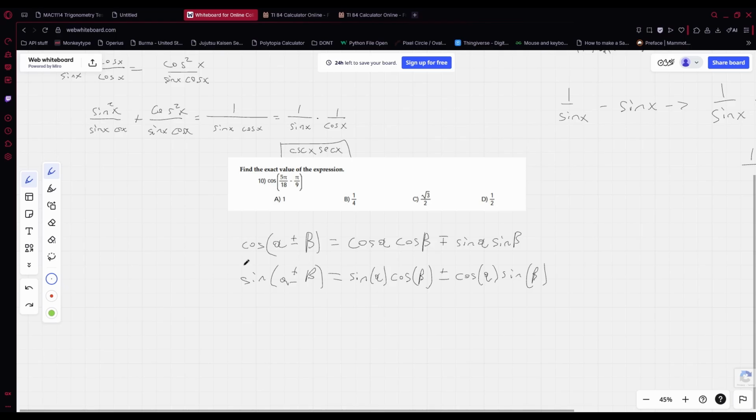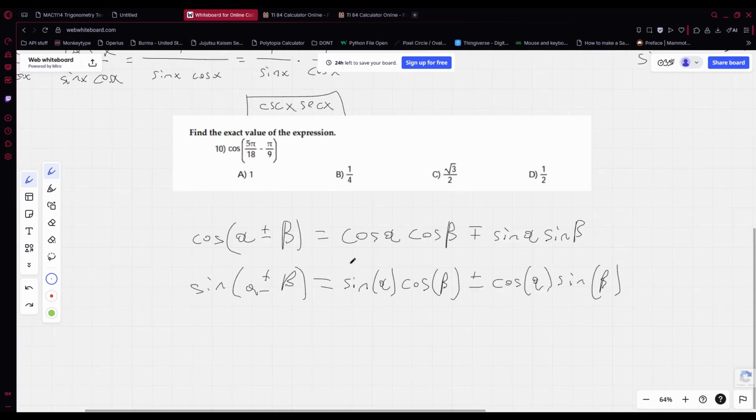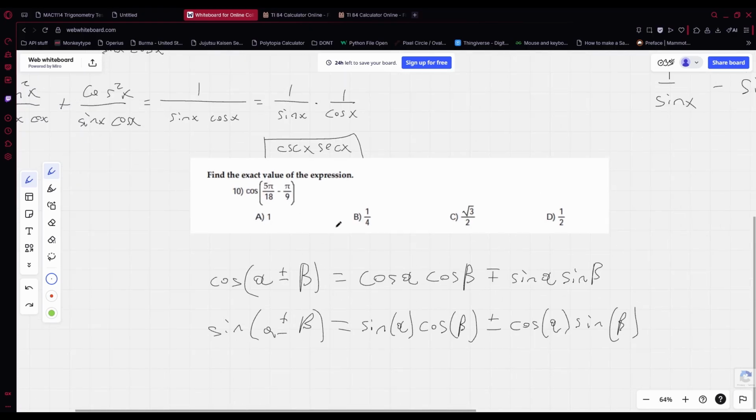But yeah, another way to remember is cosine is cosine, cosine, sine, sine. And then sine is sine, cosine, cosine, sine. Some people remember it like rhythm like that. I don't. I can't do that. It's just whatever way works for you.